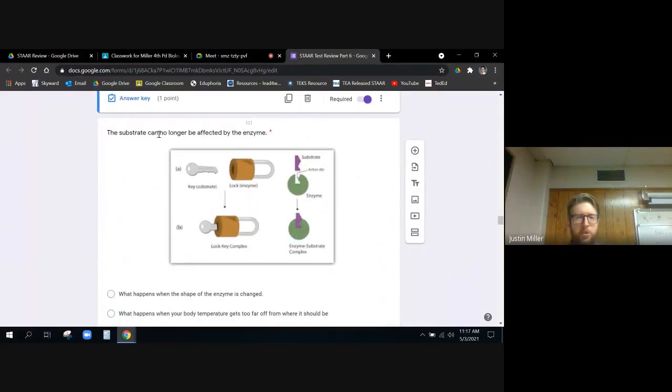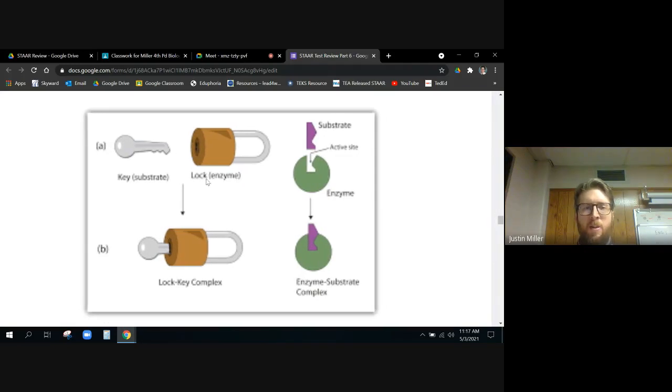Okay. The substrate can no longer be affected by the enzyme. So we have an enzyme here and a substrate. Remember the lock and key model. Enzymes are things in your cells that take something and turn it into something else. Their job is to convert one thing into another thing. But they act like a lock and key. The enzymes are like the lock. They can only change things that fit their exact shape, just like a key. Just like certain locks only work with certain keys, certain enzymes only work with certain substrates. The word substrate just applies to whatever it is that the enzyme is going to change.